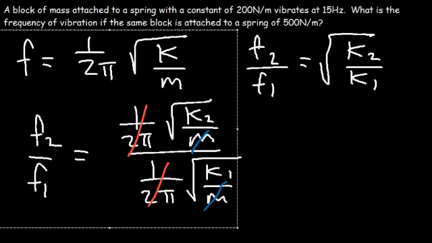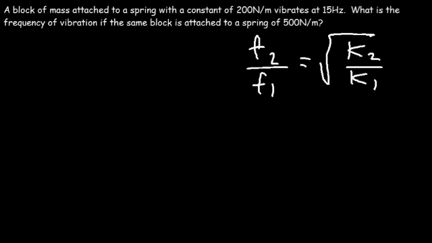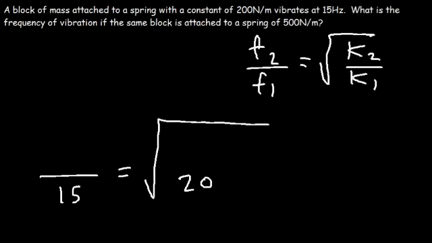So as you increase the spring constant, the force will increase. So, not the force, but the frequency will increase. So the frequency should be higher than 15 hertz. So F1 is 15, and that corresponds to a K constant of 200.